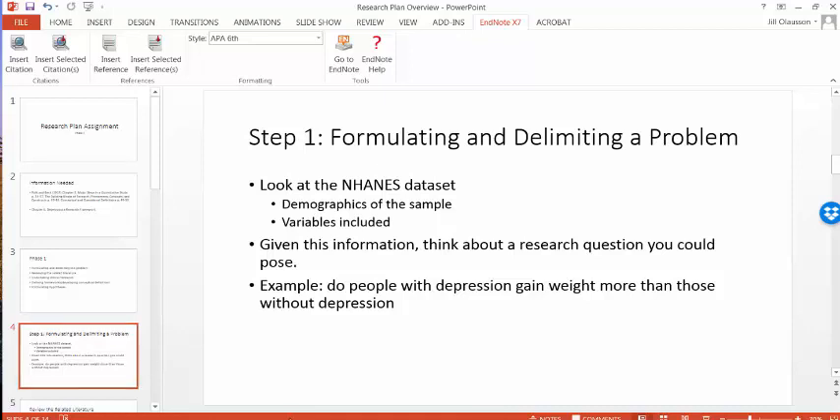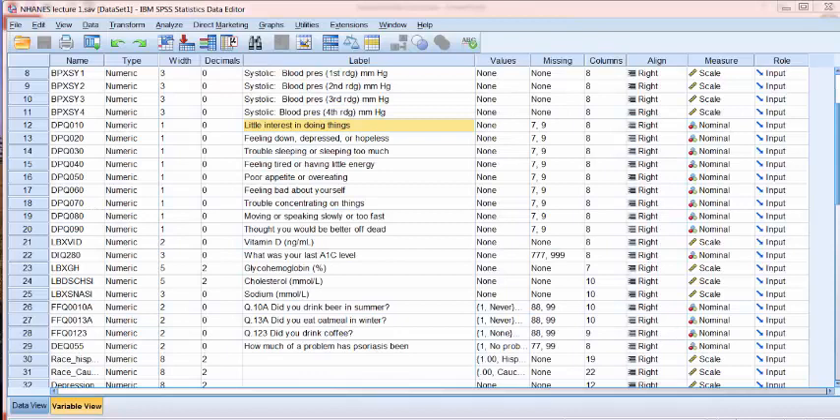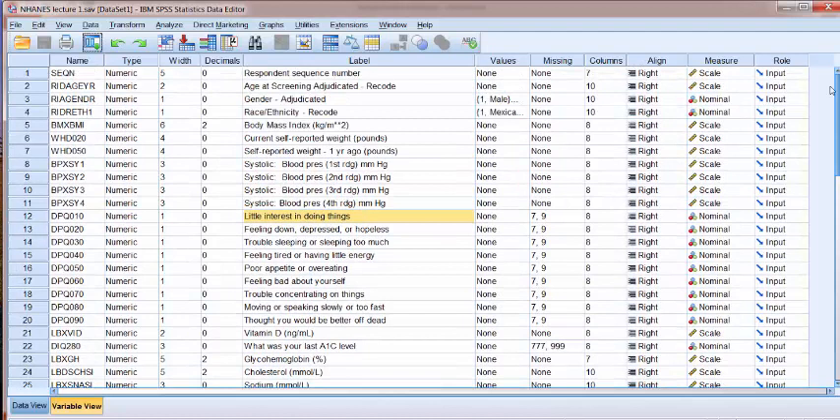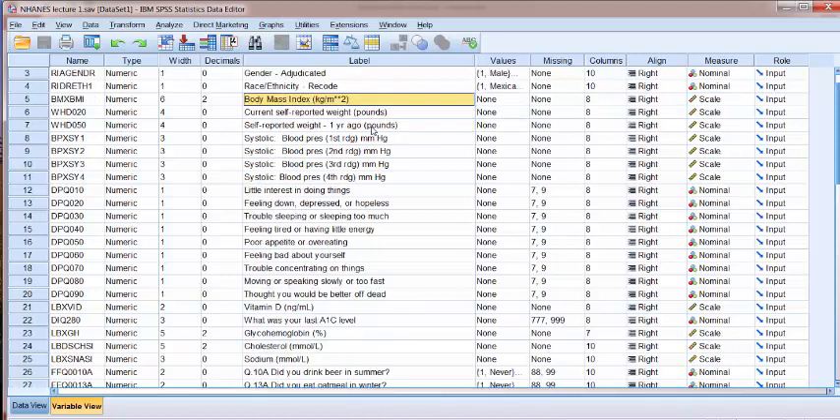So if we go into our data here, we see that all of these variables here, this is what we have information about: the age, and if we looked at the demographics, we saw this was an older adult population. So really we can only ask research questions about older adults, right? We know that we have information about their race, body mass index, and so on and so on.